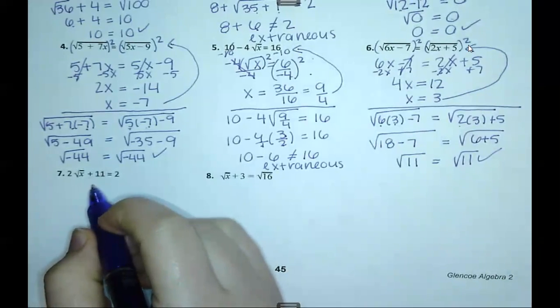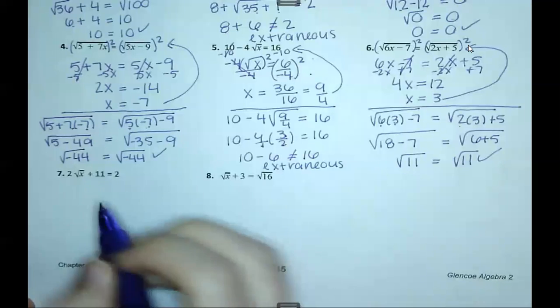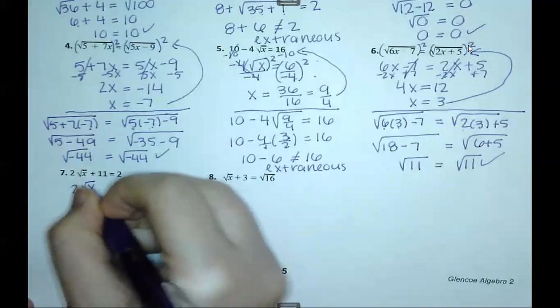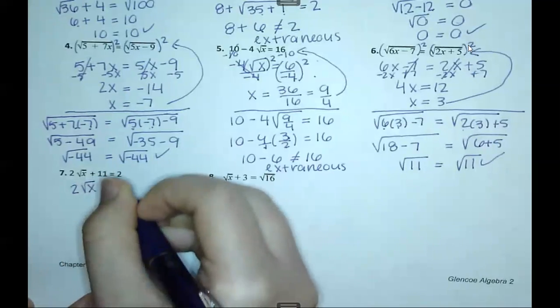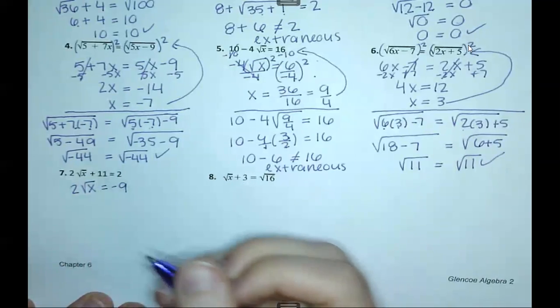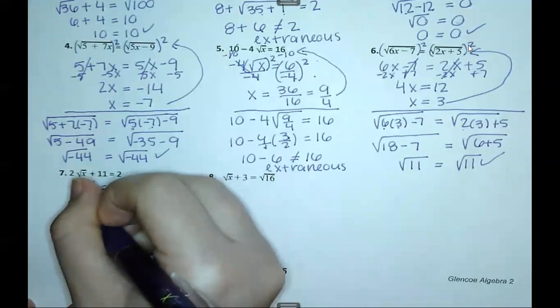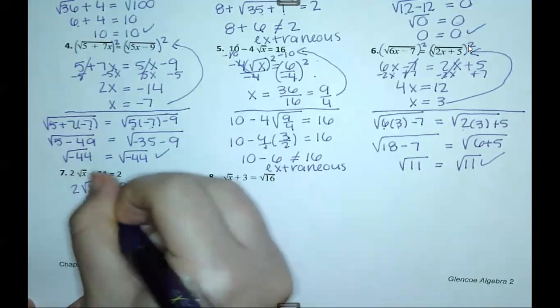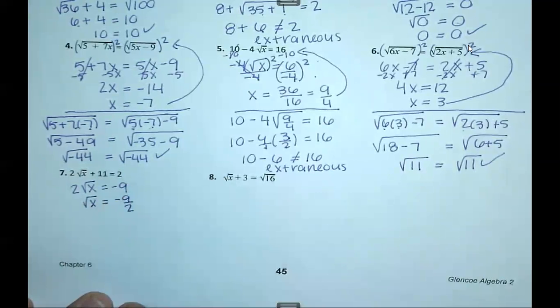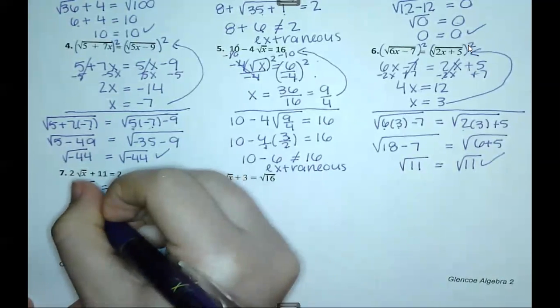So on number 7, we're going to need to move everything away from the radical. So I start by subtracting 11. 2 minus 11 is going to give us -9. I then would divide by 2. And I'd end up with the square root of x equals -9 over 2.